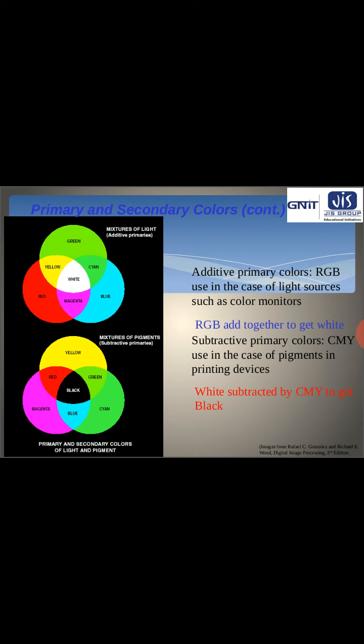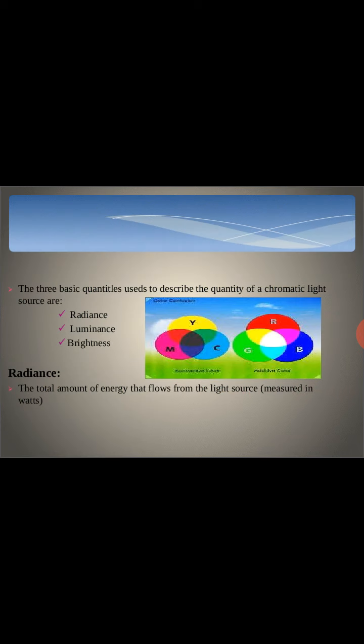So here another example has been given. The three basic quantities needed to describe the quality of chromatic light sources are radiance, luminance and brightness. Now what about radiance? The total amount of energy that flows from the light source, measured in watts, is known as radiance.